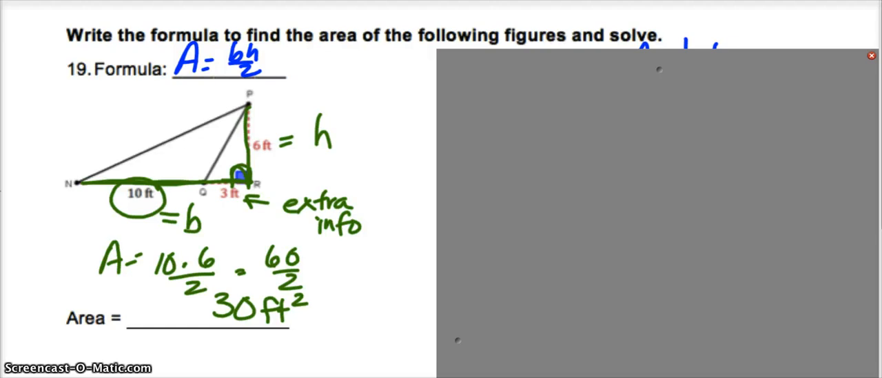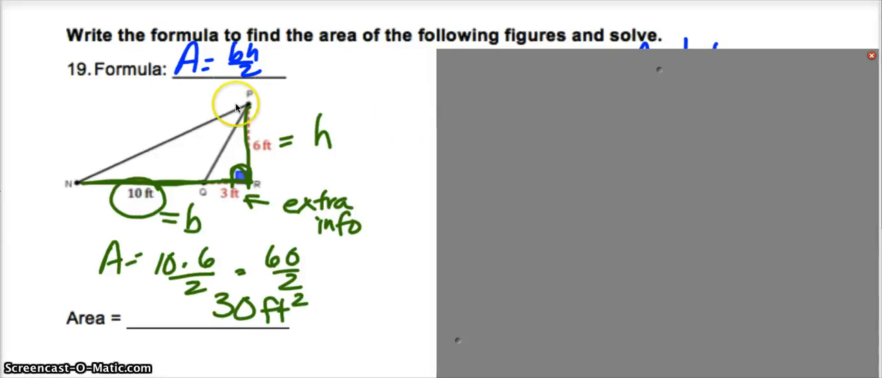So if we take a look at 19, the formula for a triangle is A equals base times height over 2. You'll remember that base times height works for a parallelogram. And if you draw a diagonal line through a parallelogram, you'll make 2 triangles. So the area of a triangle is only half that much, which is why it's base times height divided by 2.